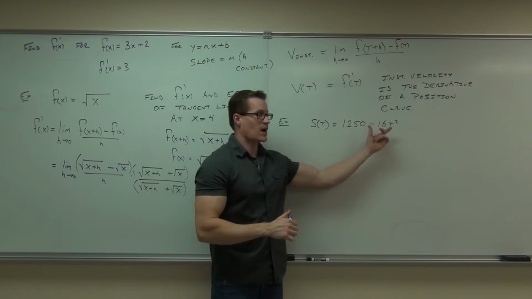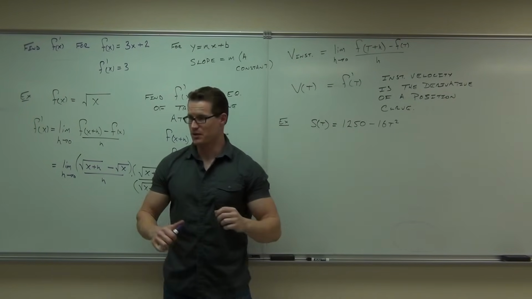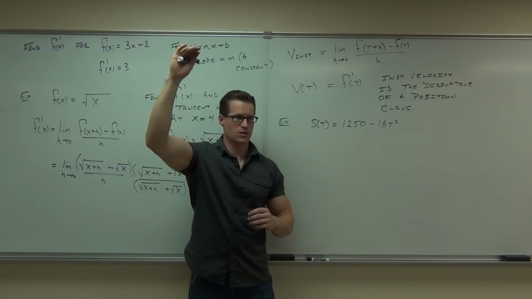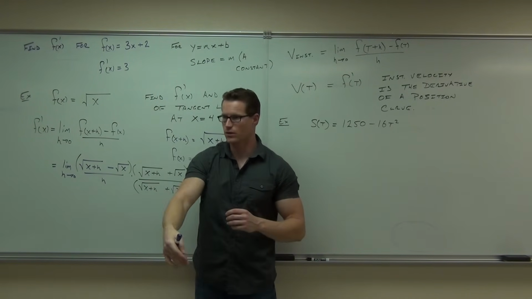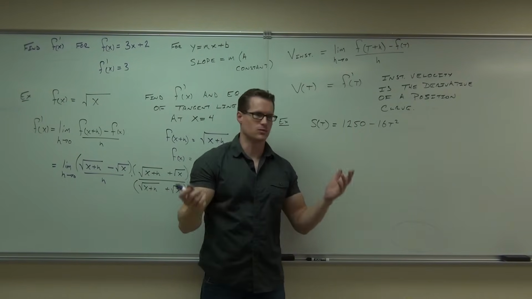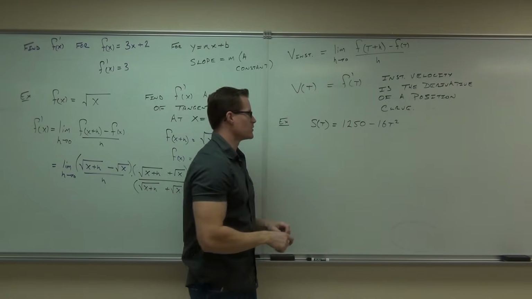This is about the effect of gravity if you just kick something off a ledge. That's what this is saying. So your position is starting at 1,250 feet, and you're just going to throw something off, and it's going to fall. That's what negative 16t squared will do for you. Does that make sense? In a vacuum. No, we're not living in a vacuum. This would be in a vacuum.